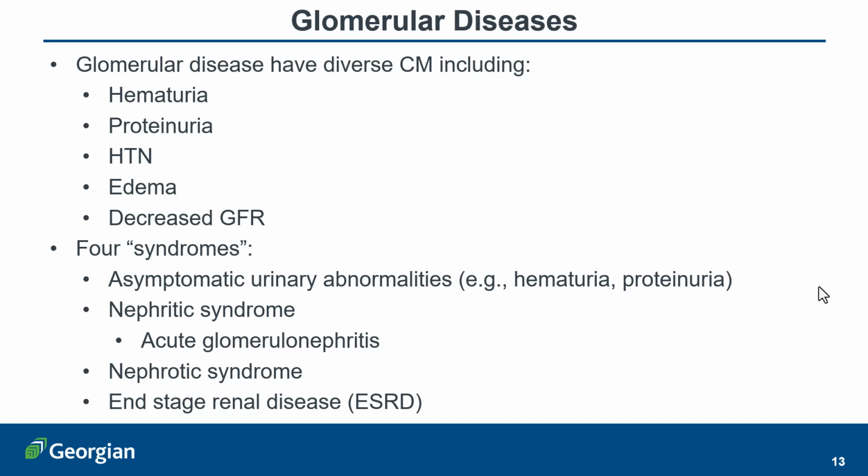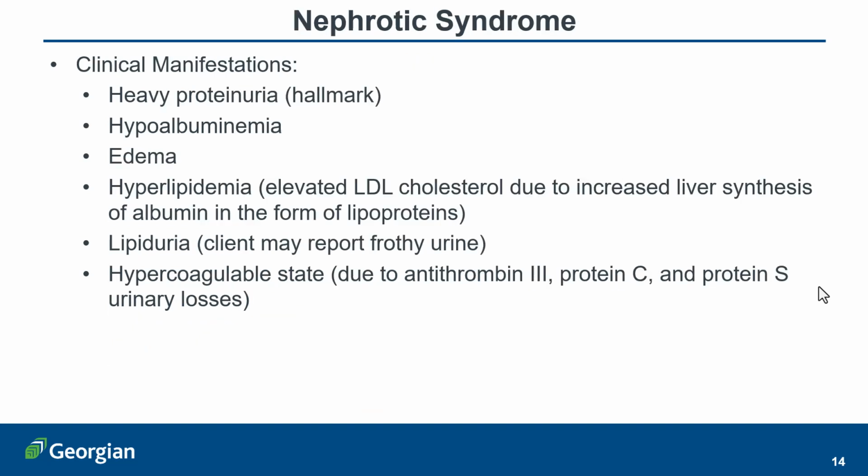We will focus upon the nephritic syndrome, and especially acute glomerular nephritis. Acute glomerular nephritis is a form of a nephritic syndrome. There are other causes of nephritic syndrome, but we'll only focus upon acute glomerular nephritis. We'll also discuss nephrotic syndrome, and then lastly, towards the end of this discussion, we will examine end-stage renal disease, or ESRD, which is the end stage of chronic kidney disease as well. So what is the nephrotic syndrome first, and then we'll do nephritic syndrome.